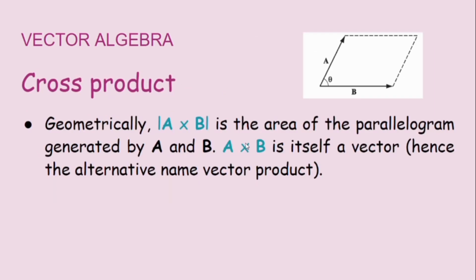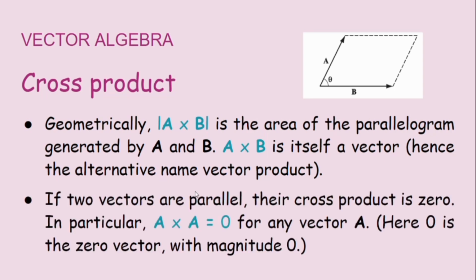Now we will see that geometrically A cross B is the area of the parallelogram. Basically it is the magnitude of A cross B. Now as we know that the result or answer of A cross B is a vector, therefore we will call it vector product. If two vectors are parallel, the cross product is 0, because sin 0 equals 0.